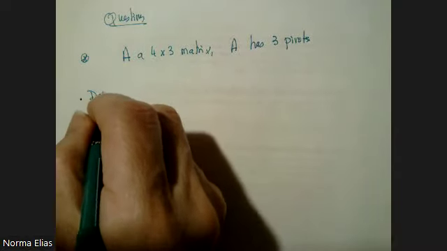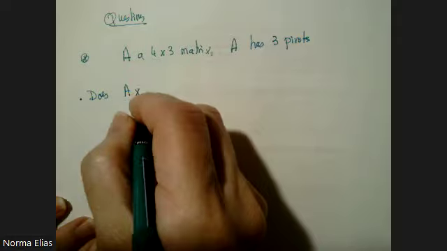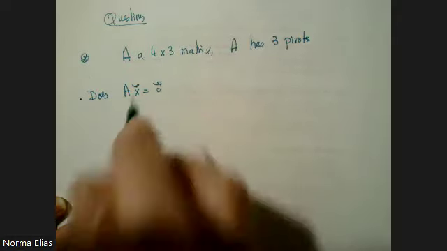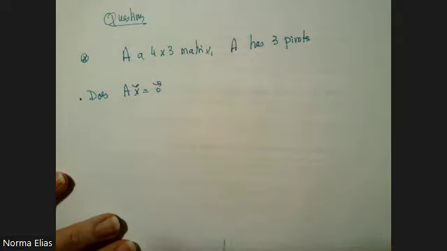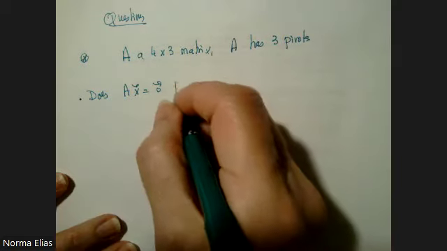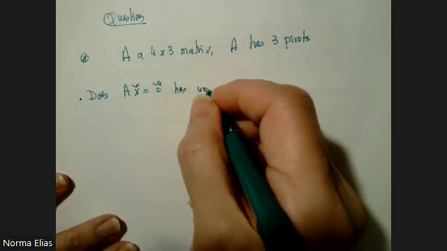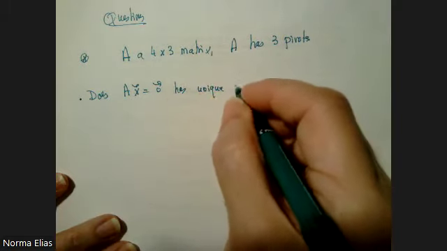Question: does the homogeneous system Ax equals 0 have a unique solution or infinitely many solutions? That's homogeneous, so there is no consistency issue because it's homogeneous.